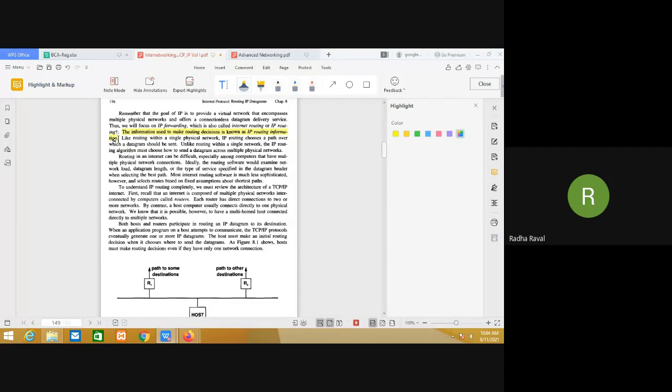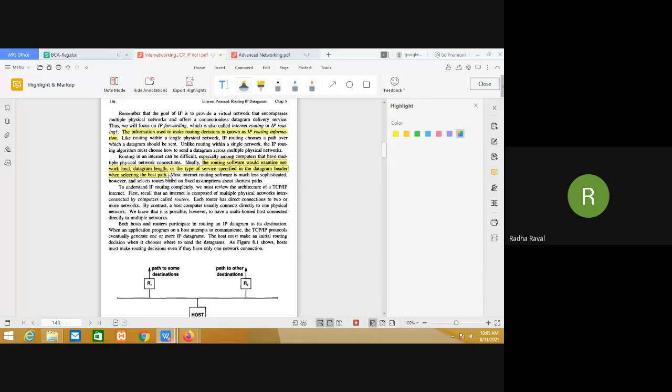Okay, so there are some routing software. Routing software examines three things: the workload of the network, your datagram length, and third, the type of service field in the header. Based on these three things, your routing path is selected. Okay, most internet routing software is much less sophisticated, however, and selects the route based on a fixed assumption about the shortest path. They are not so precise as to select the path accurately; the selection is based on assumptions. But based on these three things, your path will be chosen.